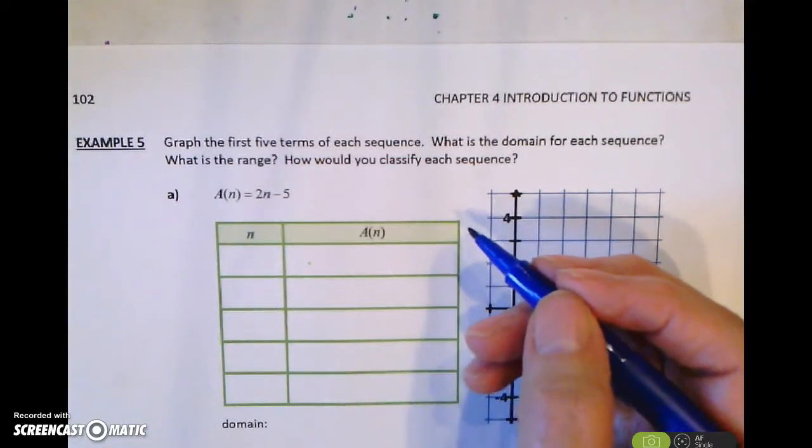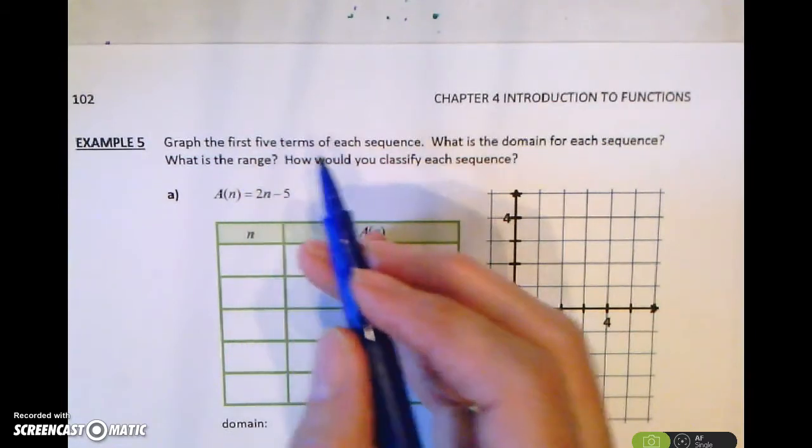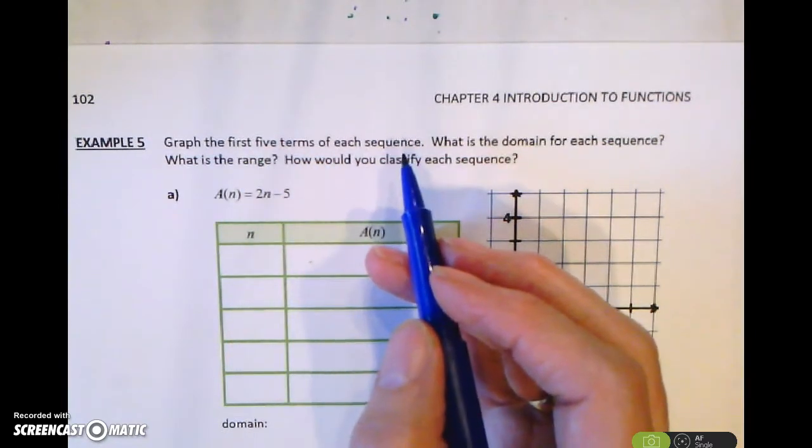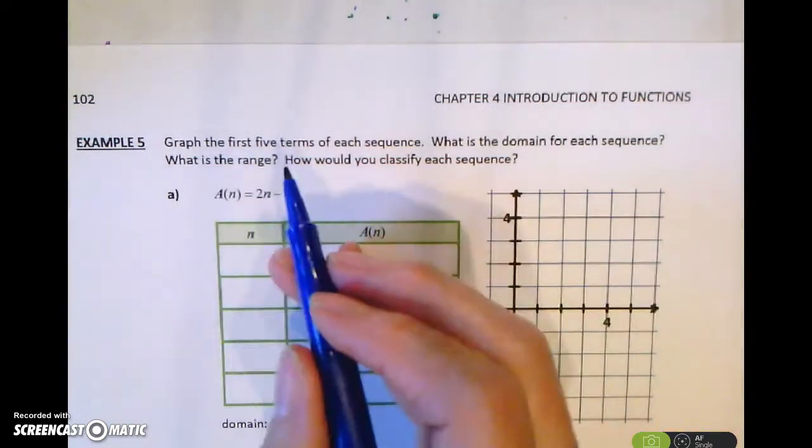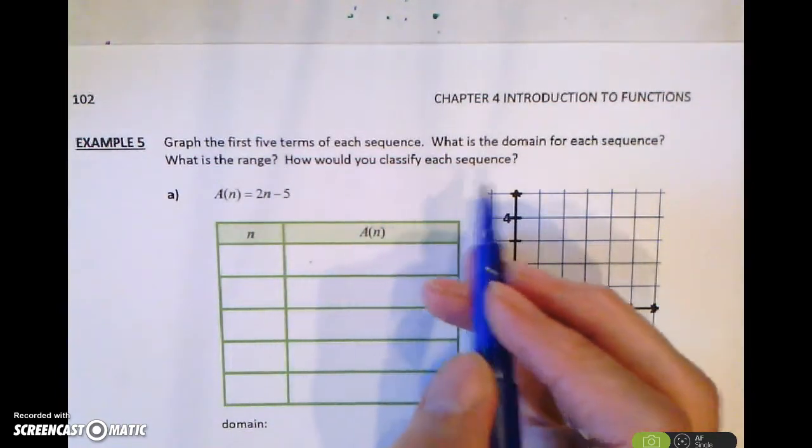On page 102, example 5 asks that we graph the first 5 terms of each sequence. What's the domain for each sequence? What's the range? How would you classify each sequence?